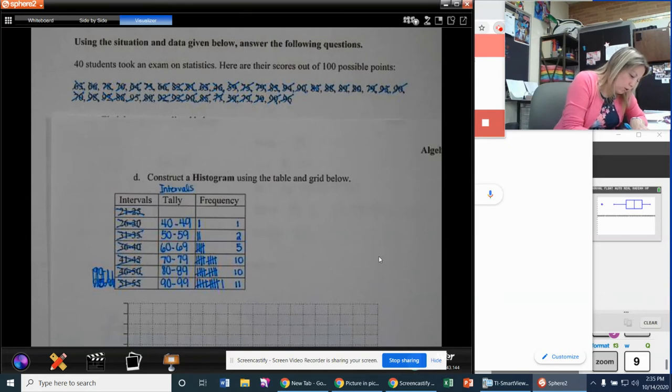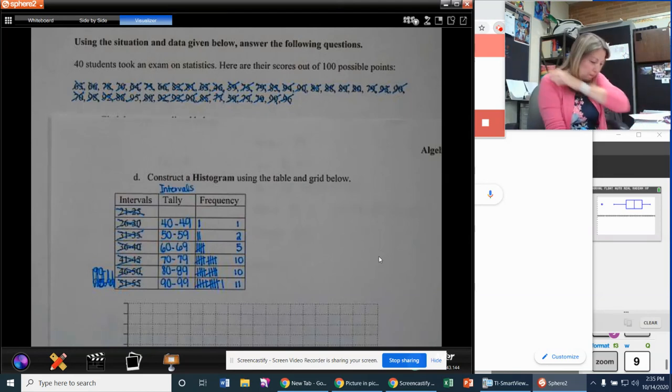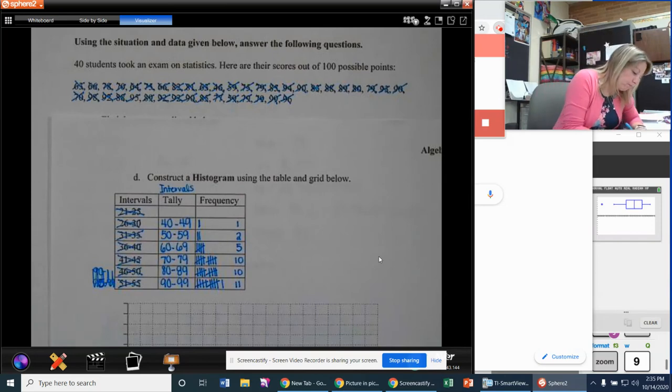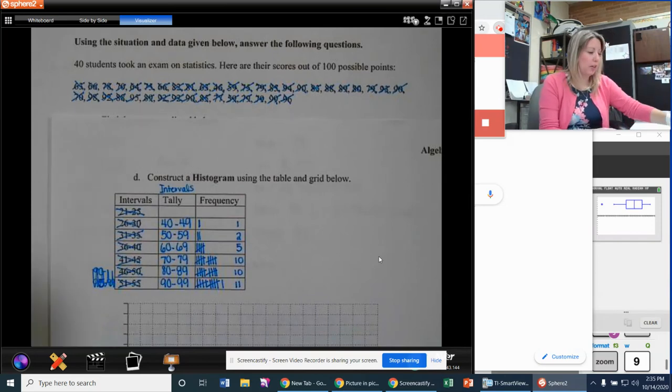So 40 to 49, 50 to 59, 60 to 69. So we fixed our intervals, remember. So make sure you're using these because it fits the data. And those are your intervals. Those are always the bottom. All right, now up the side.